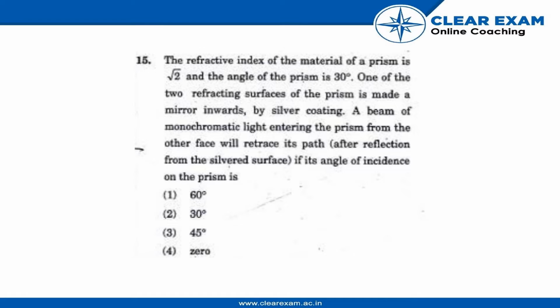So let's see what is given in our question. The refractive index is root 2 and the angle of the prism is given as 30 degrees. It is given that the two surfaces are refracting surfaces, and what we have to find out is the angle of incidence on the prism. Let's calculate.